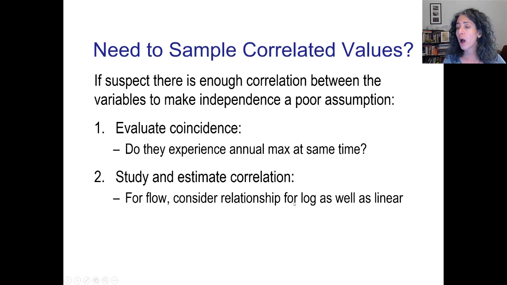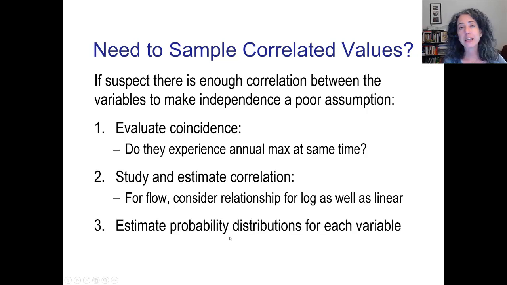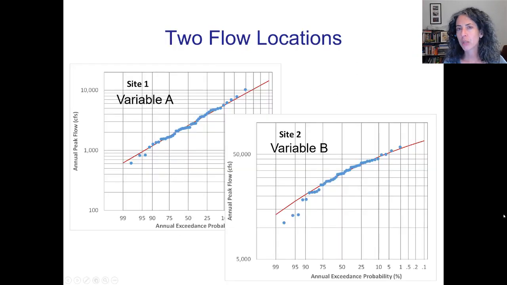For flow, I'm going to consider the correlation of log as well as linear flow, and then I'm going to estimate probability distributions for each of my variables. So here I've moved back to my tributary flow problem. I've got variable A, which is flow on my tributary, and variable B, which is flow on my main stem. Here I'm seeing the annual maximums at A and a fitted frequency curve, and some events at B with a frequency curve fitted to those.